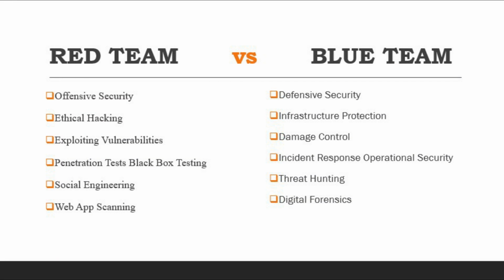Differences between Red Team and Blue Team are: Red Team, offensive security, ethical hacking, exploiting vulnerabilities, penetration tests, black box testing, social engineering, web app scanning. Blue Team, defensive security, infrastructure protection, damage control, incident response, operational security, threat hunting, digital forensics.